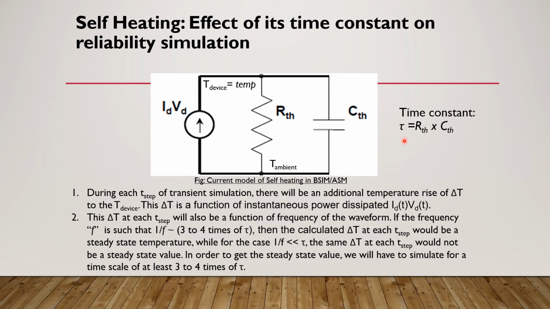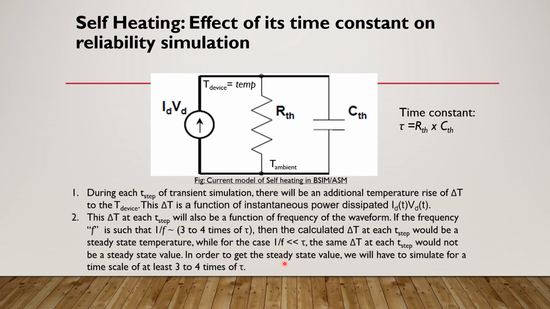However, if the time scale in the transient, if the applied frequency is such that 1 by f is very, very less than tau, then the rise in temperature at each step would not be a steady state value. You might ask, okay, how is that important to my reliability simulation?